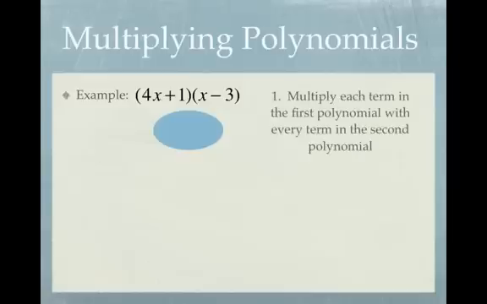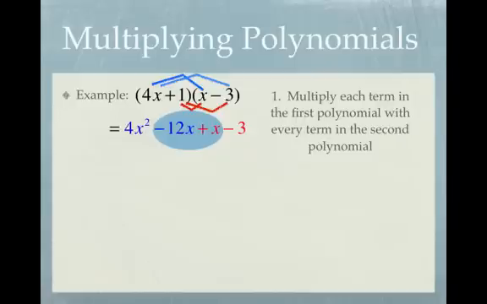The first thing you want to do is multiply each term in the first polynomial with every term in the second polynomial. So for example, you're going to be taking 4x times x, and then 4x times negative 3, 1 times x, and 1 times negative 3. So once you multiply that out, this is what you get.